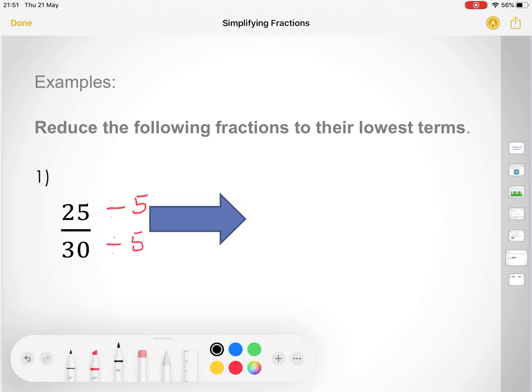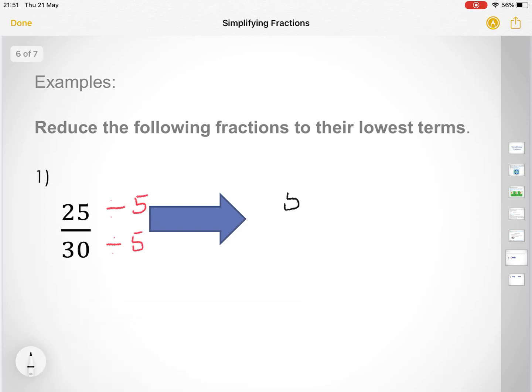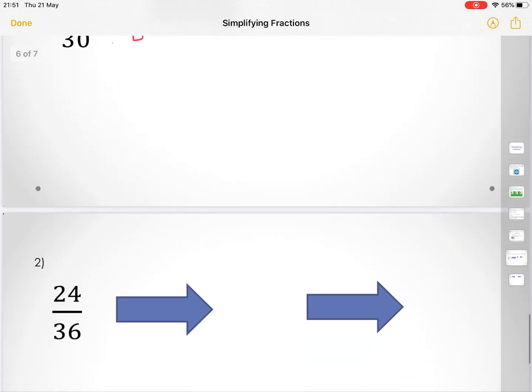Eventually I end up with 25 divided by 5, it's 5. 30 divided by 5, it's 6. I cannot find another number which divides exactly into 5 and 6, so that is my final answer, alright? You need to check that it cannot be simplified further. That's when a fraction is in its lowest terms, okay?